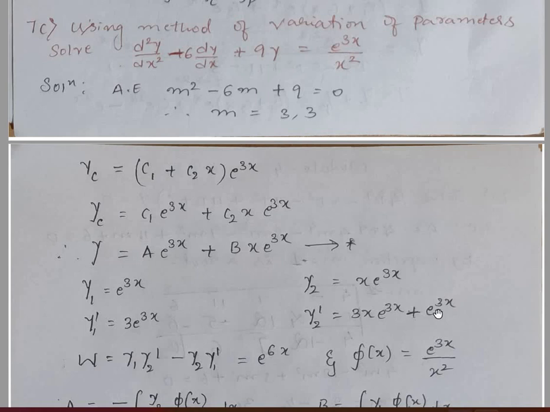Similarly, e^(6x) minus x e^(3x) into 3 e^(3x) will be -3x e^(6x). Therefore, +3x e^(6x) and -3x e^(6x) get cancelled, and you are left with e^(6x). By looking at the right hand side of the given differential equation, we define phi of x as e^(3x) divided by x^2.